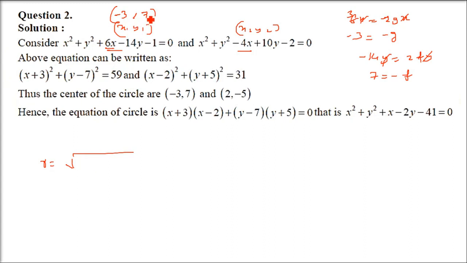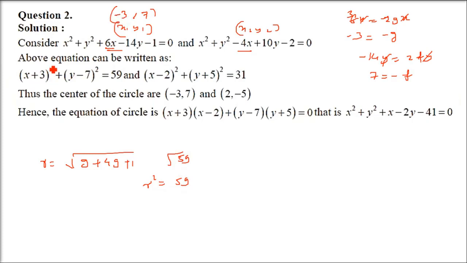That is, take minus 3 whole square, that is 9. Then 7 7s are 49, 7 square. Then minus c. Minus or minus 1, this is minus 1, so minus or minus 1 is plus 1. So what do you get? 49 plus 10 is 59. Under root 59. R square is 59.